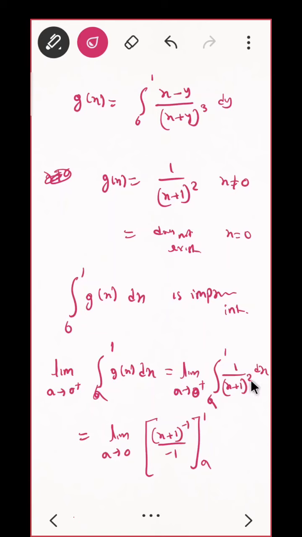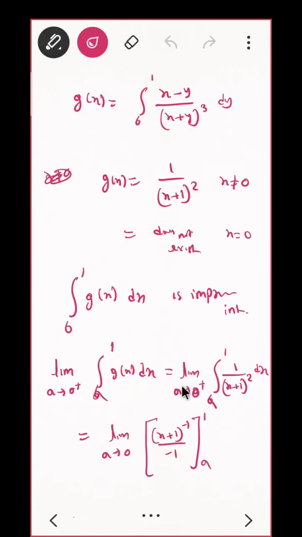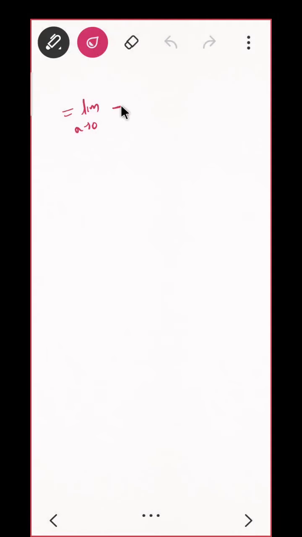1 upon x plus 1 the whole square will be x plus 1 raised to minus 2. That means x plus 1 raised to minus 1 upon minus 1. So now take the integration. Now put the limit. What will be the limit? Limit e tending to 0. If I take minus outside, correct? So that is 1 upon and minus 1 upon.